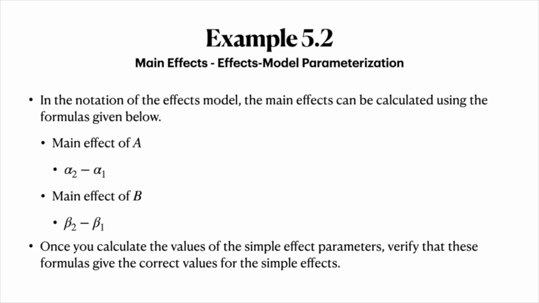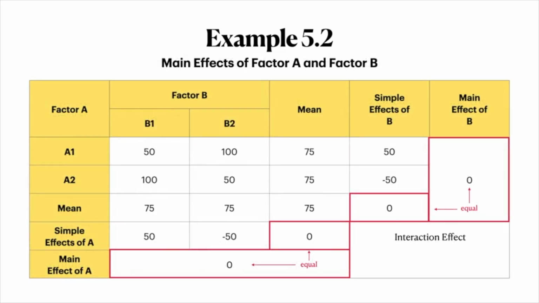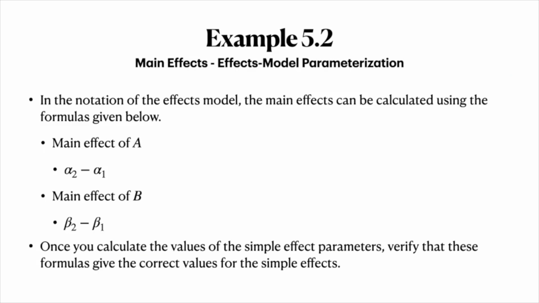As an exercise, I want you to calculate those. And once you've done that, I want you to make sure that you get the same values for the main effects of A and B that we got in filling out the table. So you should get these values here. But let me also say that if you know what the main effect of A is and you know what the main effect of B is, knowing those values can help you calculate the values of alpha 1 and alpha 2 as well, and also beta 1 and beta 2.